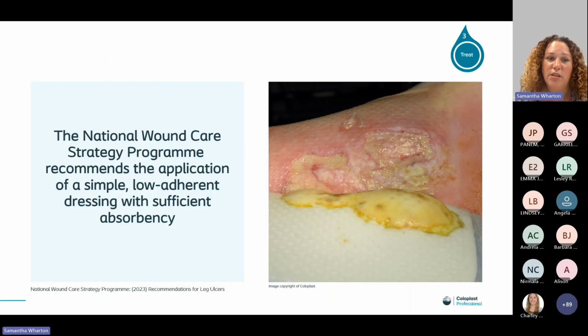The National Wound Care Strategy Programme recommends the application of a simple, low adherent dressing with sufficient absorbency. And here you can see illustrated the Biatain silicone with 3D fit technology, and you can see where it's conformed to the wound bed, where there's undulating wound bed, but still that foam's conformed to it to ensure that there's no maceration and that exudate's been taken away from the wound bed, optimizing that wound healing environment.